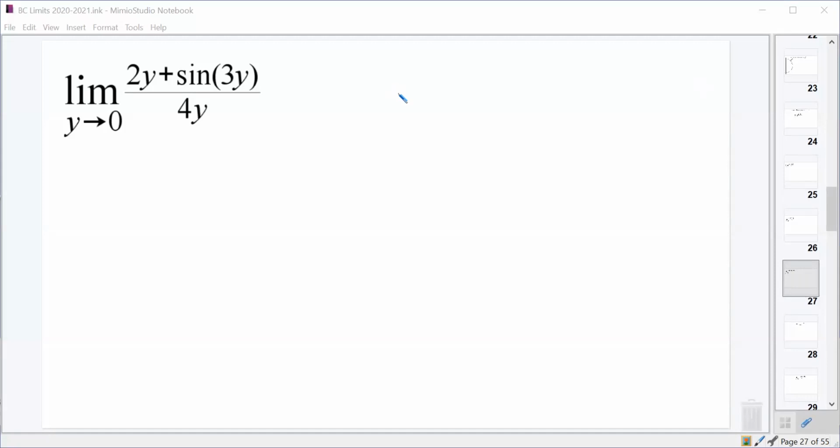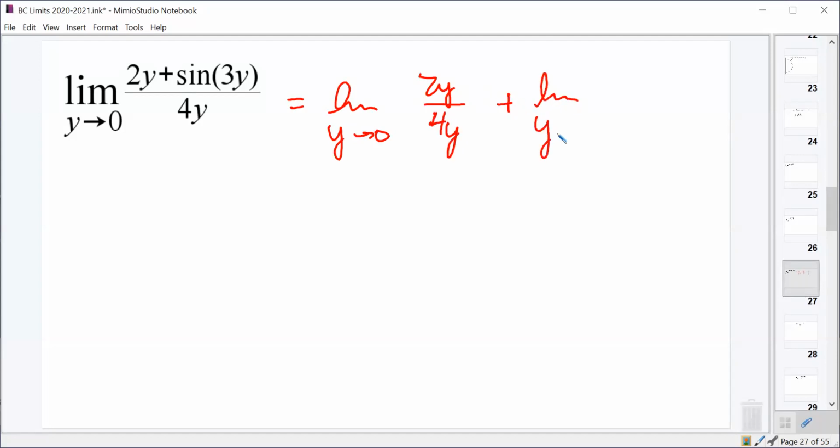Exactly. So we know that if we could get the sine 3y over 4y by itself, we should be able to deal with that using our trig rules, and then the other part of it should be pretty straightforward. So separate this out as the limit as y approaches 0 of 2y over 4y plus the limit as y approaches 0 of the sine of 3y over 4y. And the left-hand part of it, the y's will cancel out, right? And we'll just have the limit as y approaches 0 of a half, which is just a half because the limit of a constant is a constant.